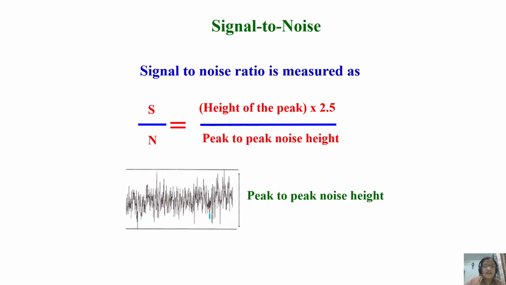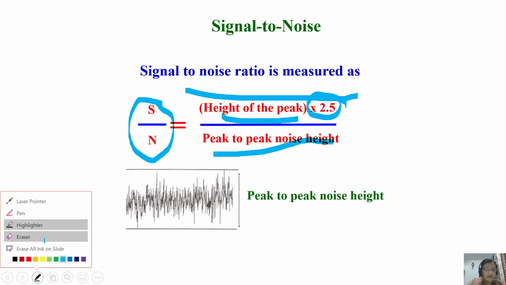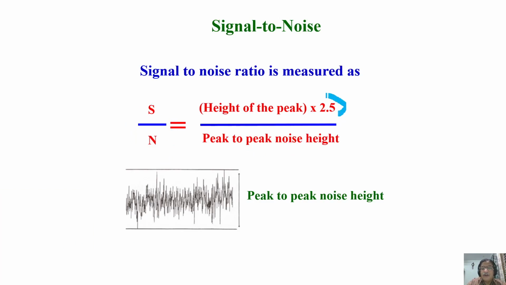The signal to noise ratio is measured as S by N, height of the peak. I'll say I'm selecting a region for which I have to find the signal to noise ratio. In that region, if there is a peak, I'll find out the height of the peak and multiply by 2.5 divided by peak to peak noise height. You may ask me the question, why do I have to multiply by 2.5? It comes from the noise theory. If you want to understand how to get the signal to noise ratio, you will get it, but don't worry, we will not go into that theory. I am giving you the final solution.